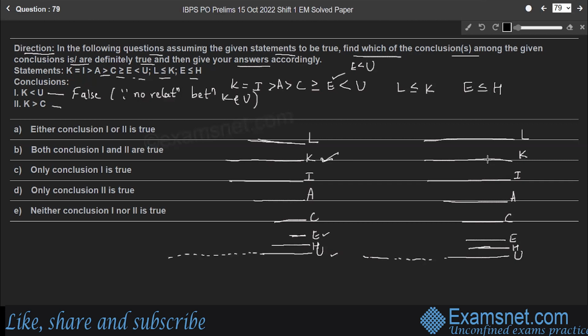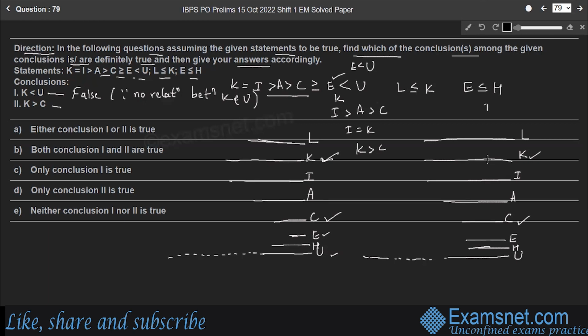So look at line K and line C. Yes, K is strictly greater than C because of this relation. I greater than A greater than C, but I is equal to K. Therefore, we can conclude I is equal to K. So, K is greater than C, right? A true conclusion. Whereas in case 2, look at lines K and C.